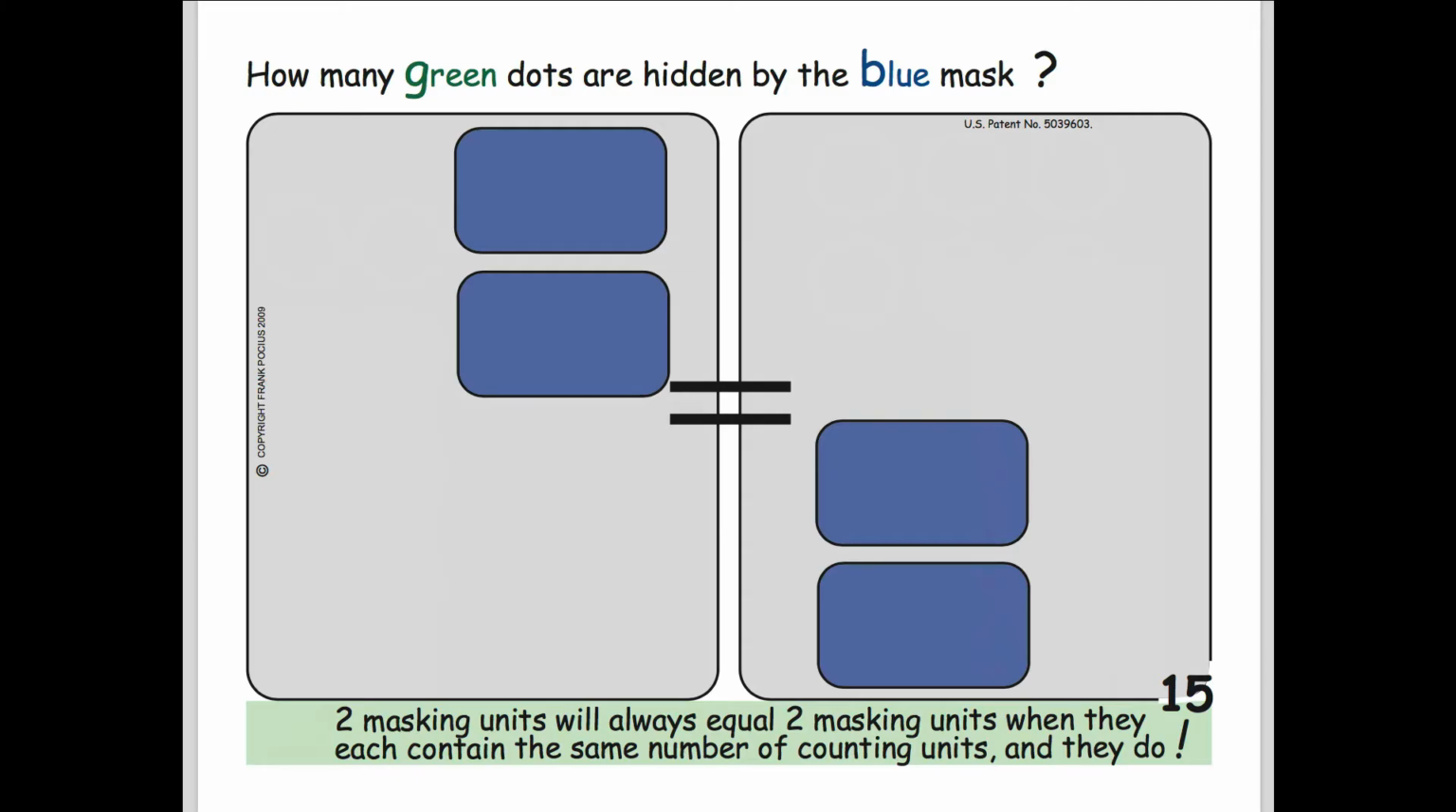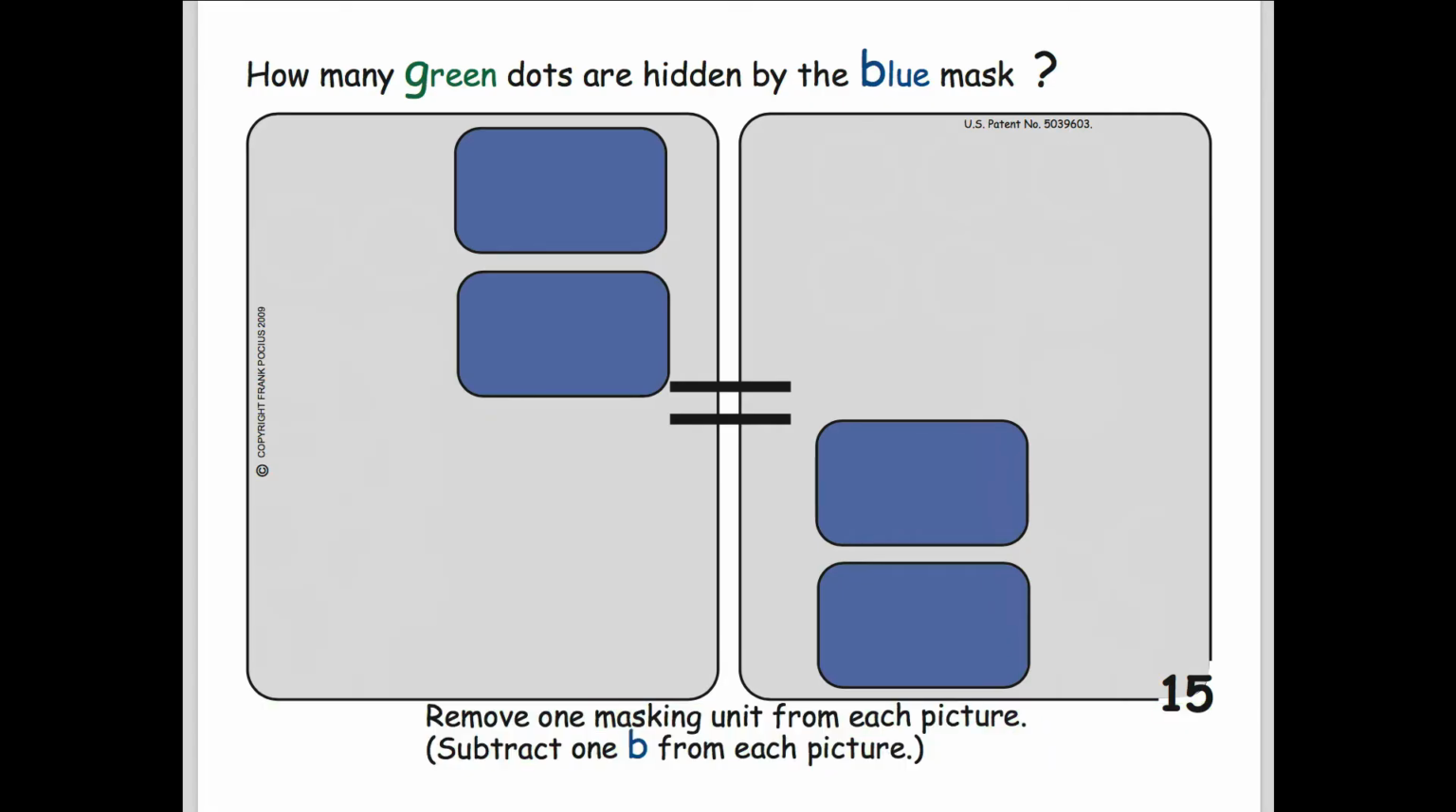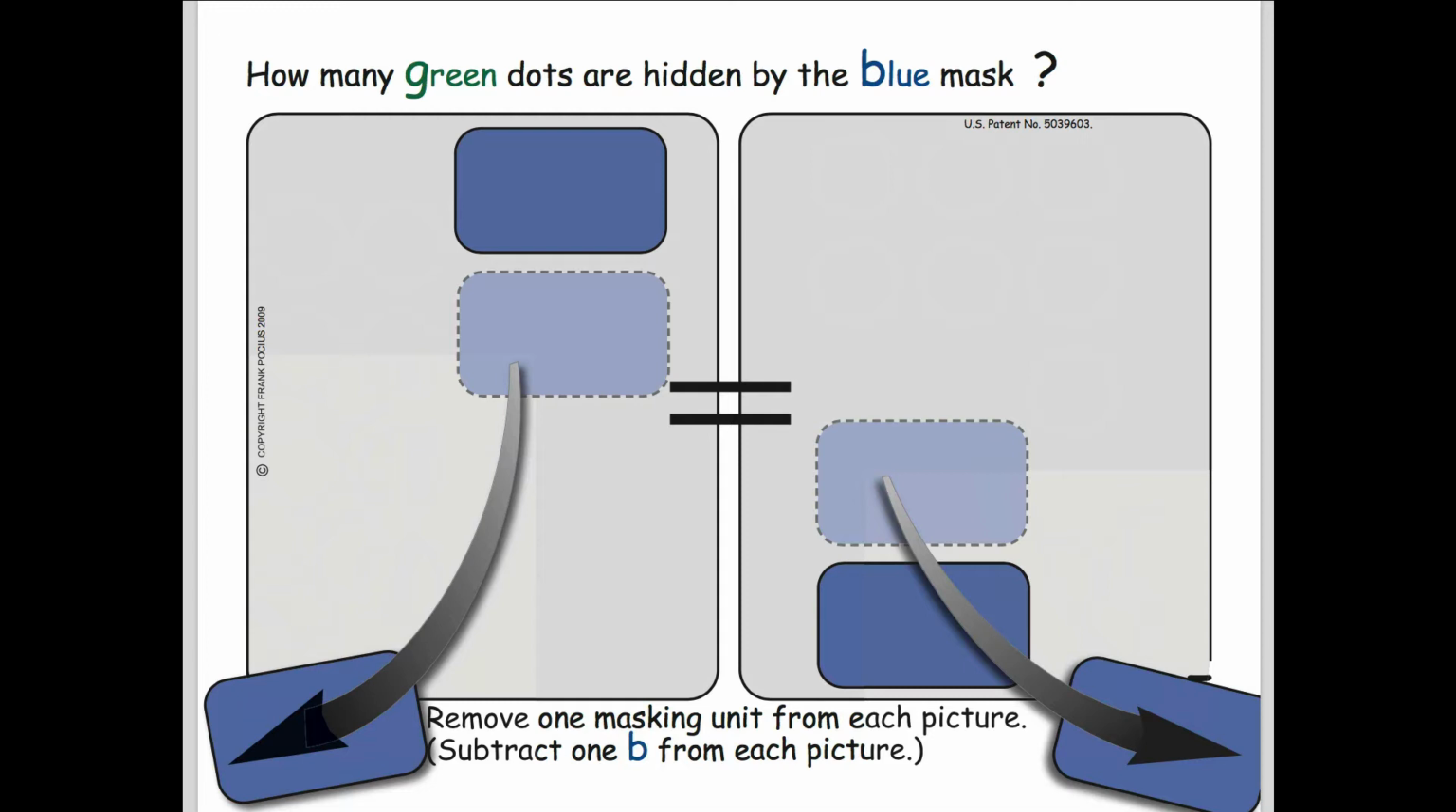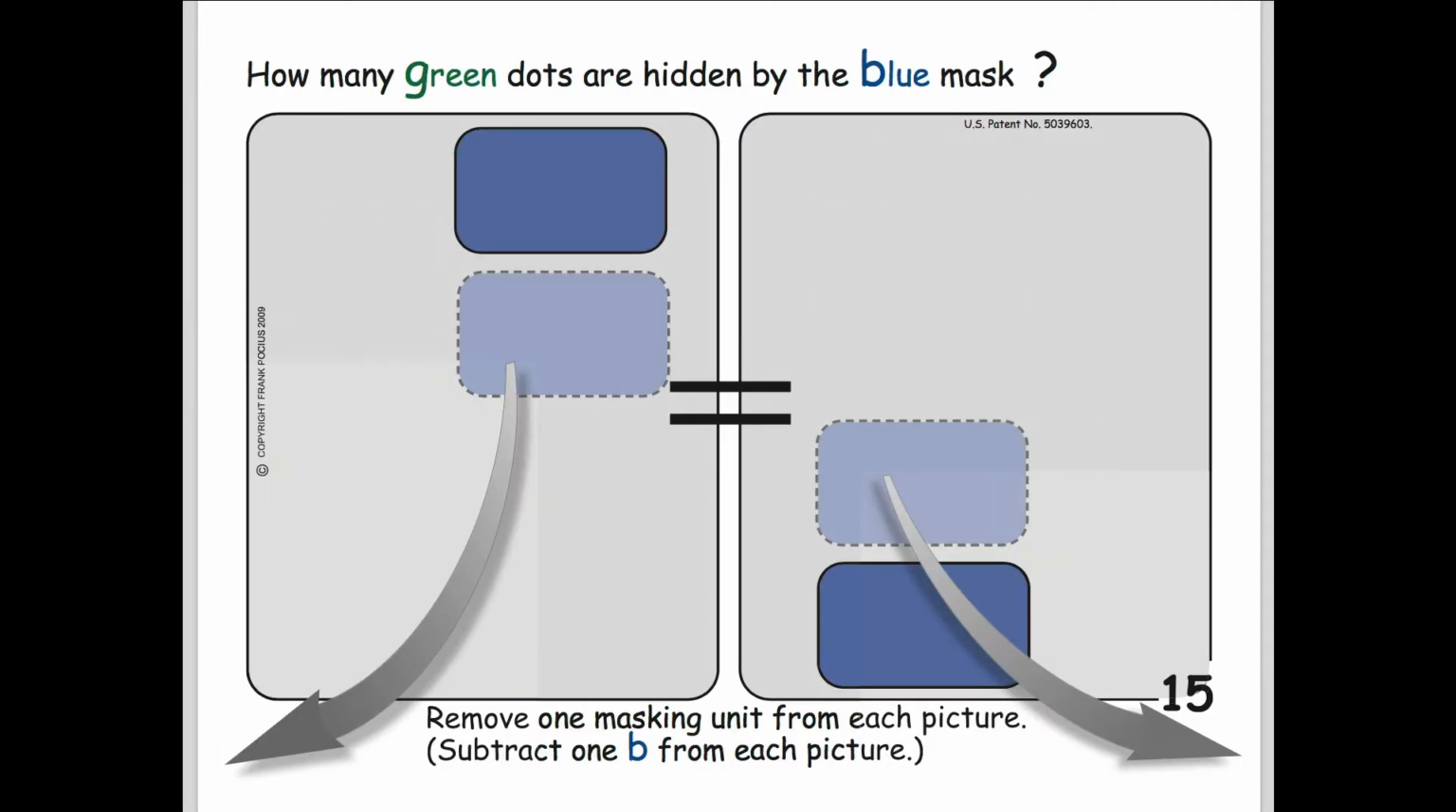2 masking units will always equal 2 masking units when they each contain the same number of counting units, and they do. Remove 1 masking unit from each picture. Subtract 1B from each picture.